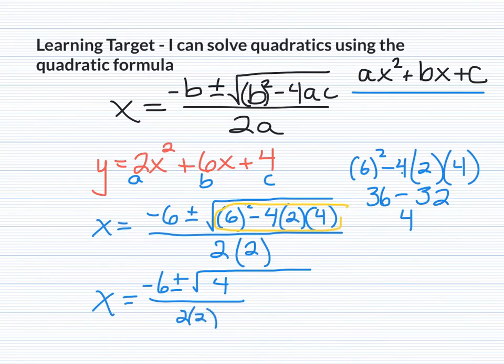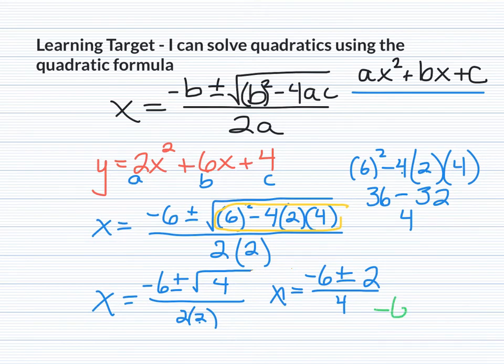Okay, I'm going to evaluate this a little bit more and simplify. So x equals negative 6 plus or minus, okay, the square root of 4 is 2, all over 2 times 2 is 4. Okay, you have to do two separate parts on your calculator. So, I'm going to look at this.